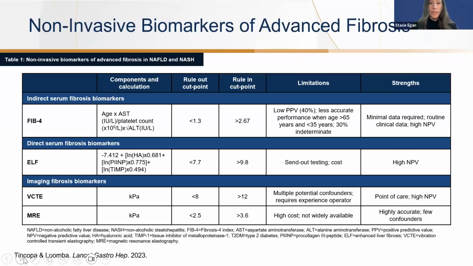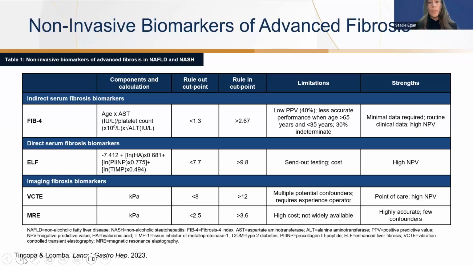And a FibroScan kPa less than 8, we usually consider F0, F1 fibrosis, and we end up watching them. I end up getting another FibroScan in a year, repeat labs. I don't stop watching these patients. Greater than 12, we have to consider, are they F3 or F4 fibrosis? We do have to remember that there are multiple potential confounders, and it does require an experienced operator. But this is a really great point of care test, and if you have access, it's a really great way to assess your patients for liver fibrosis.